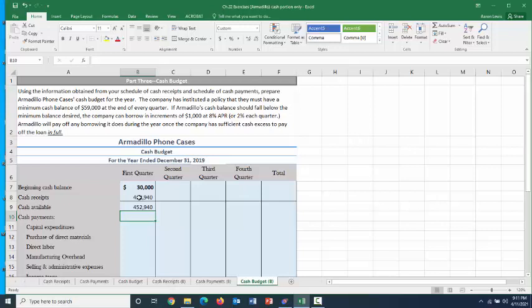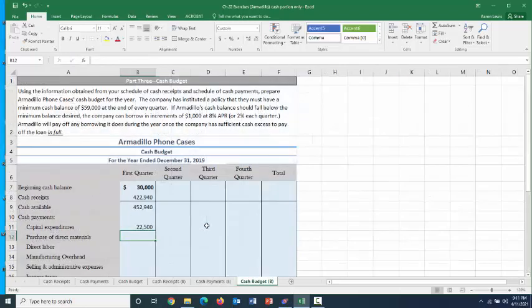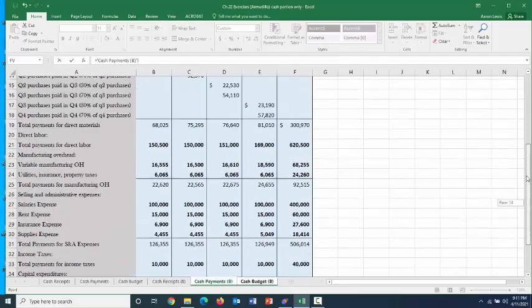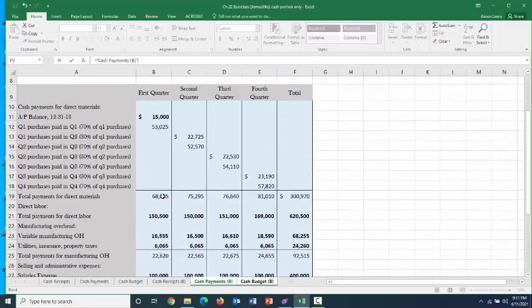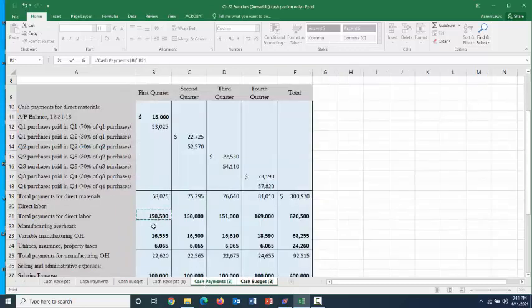Well, we already did a schedule to figure out what that was expected to be during each quarter. So the first thing we have on our list is our capital expenditures. If we go to our schedule of cash payments, we see that they expect to pay $22,500 for capital expenditures during the first quarter. For direct materials, if we scroll up, we see our total payments for direct materials during the first quarter is expected to be $68,025. The payments for direct labor during the first quarter on the schedule of cash payments says they're going to pay $150,500 for direct labor during that quarter.